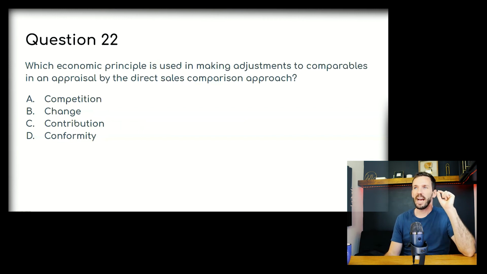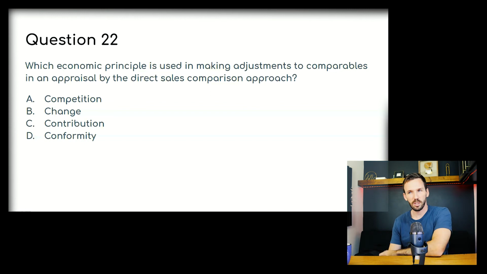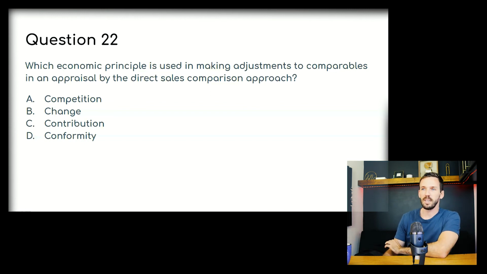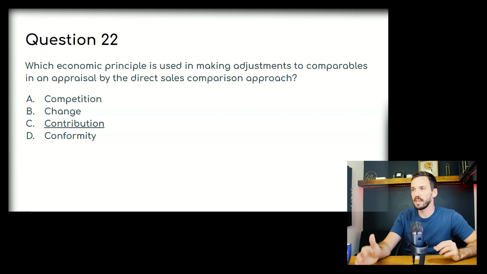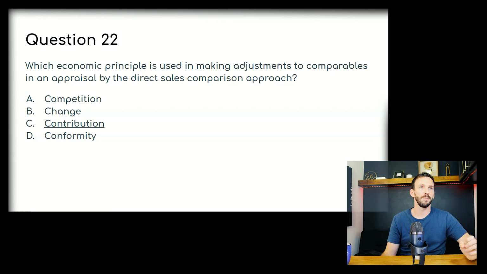Question 22. Which economic principle is used in making adjustments to comparables in an appraisal by the direct sales comparison approach? Competition, change, contribution, or conformity? The answer here right out the gate is C. Let's read the definition of that. The principle that for any given part of a property, its value is the result of the contribution that part makes to the total value by being present or the amount that it subtracts from total value as a result of its absence. Answer there is C.